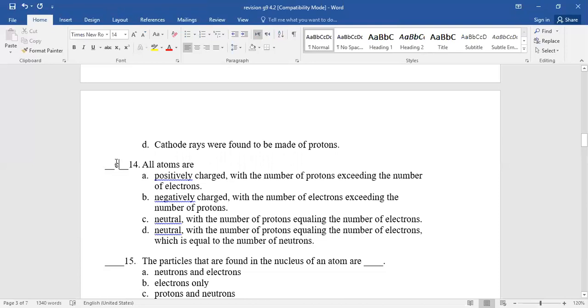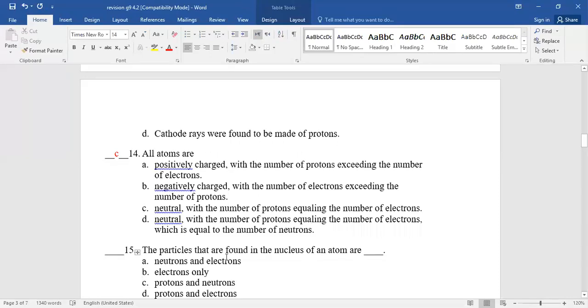Number 15, and last one, particles that are found in the nucleus of an atom are, inside the nucleus, we get neutrons and electrons. No, electrons are outside. B, electrons only. No, they are not. Protons and neutrons, and that's perfect because that's inside the nucleus. Protons and electrons, they are inside the atom, but they are not inside the nucleus. So number C will be the suitable answer for that one.